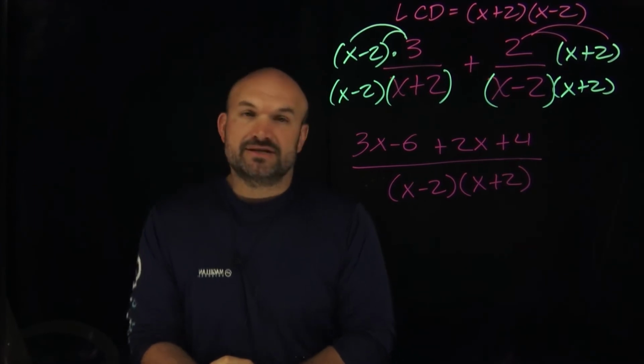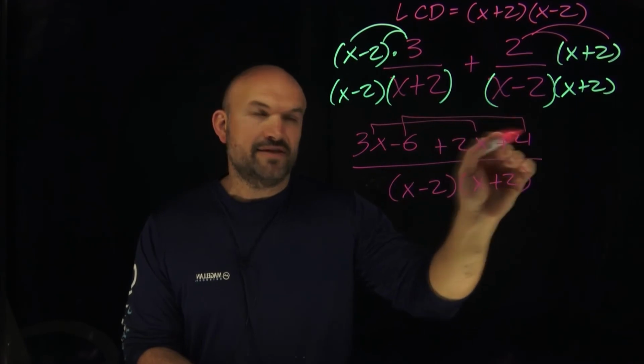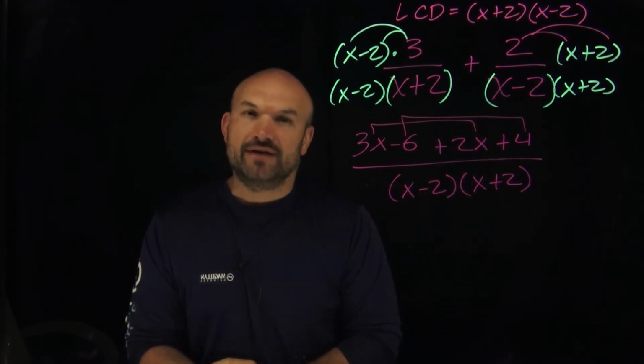Now, all I simply need to do is combine my like terms, right? I know that I can add a 3x and a 2x, and then I can take a negative 6 and add that to a 4. And now I can go ahead and write my final answer.